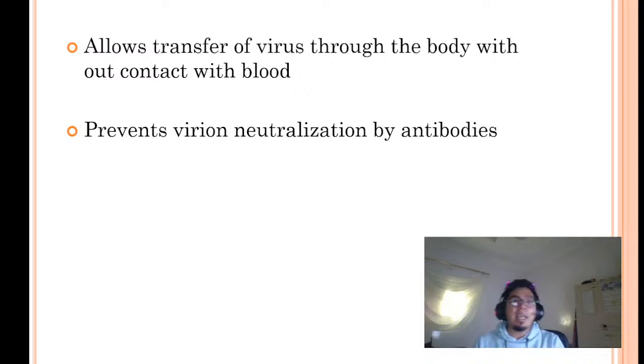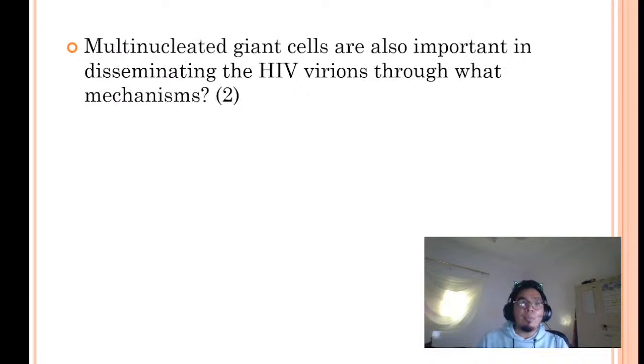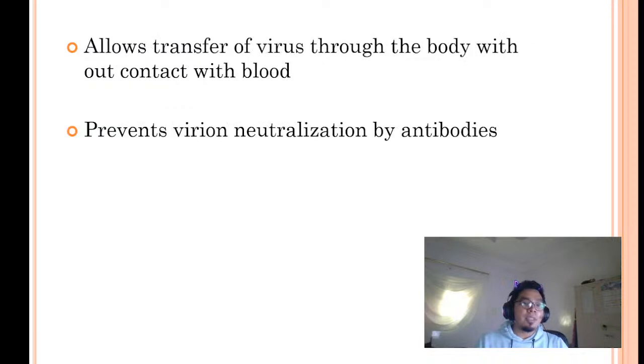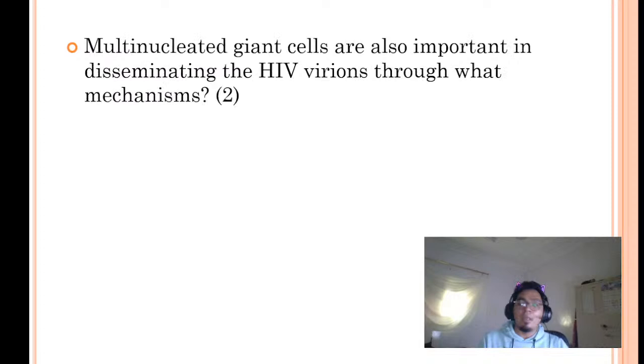So basically, these multinucleated giant cells carry or ferry the virus to other parts of the body, and therefore they will wreak havoc on different parts of the body itself. So imagine these multinucleated giant cells as jeepneys that ferry the virus to different parts of the body.